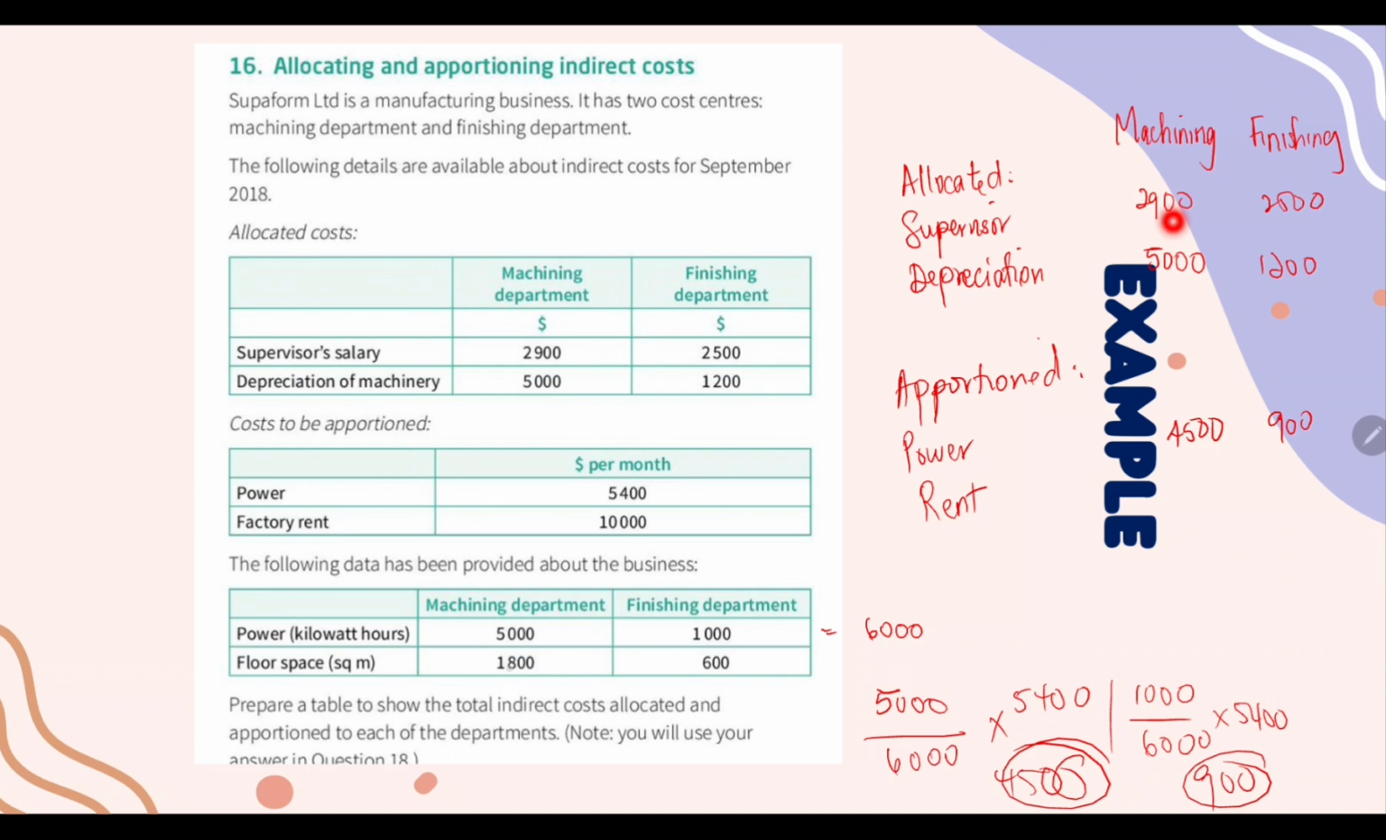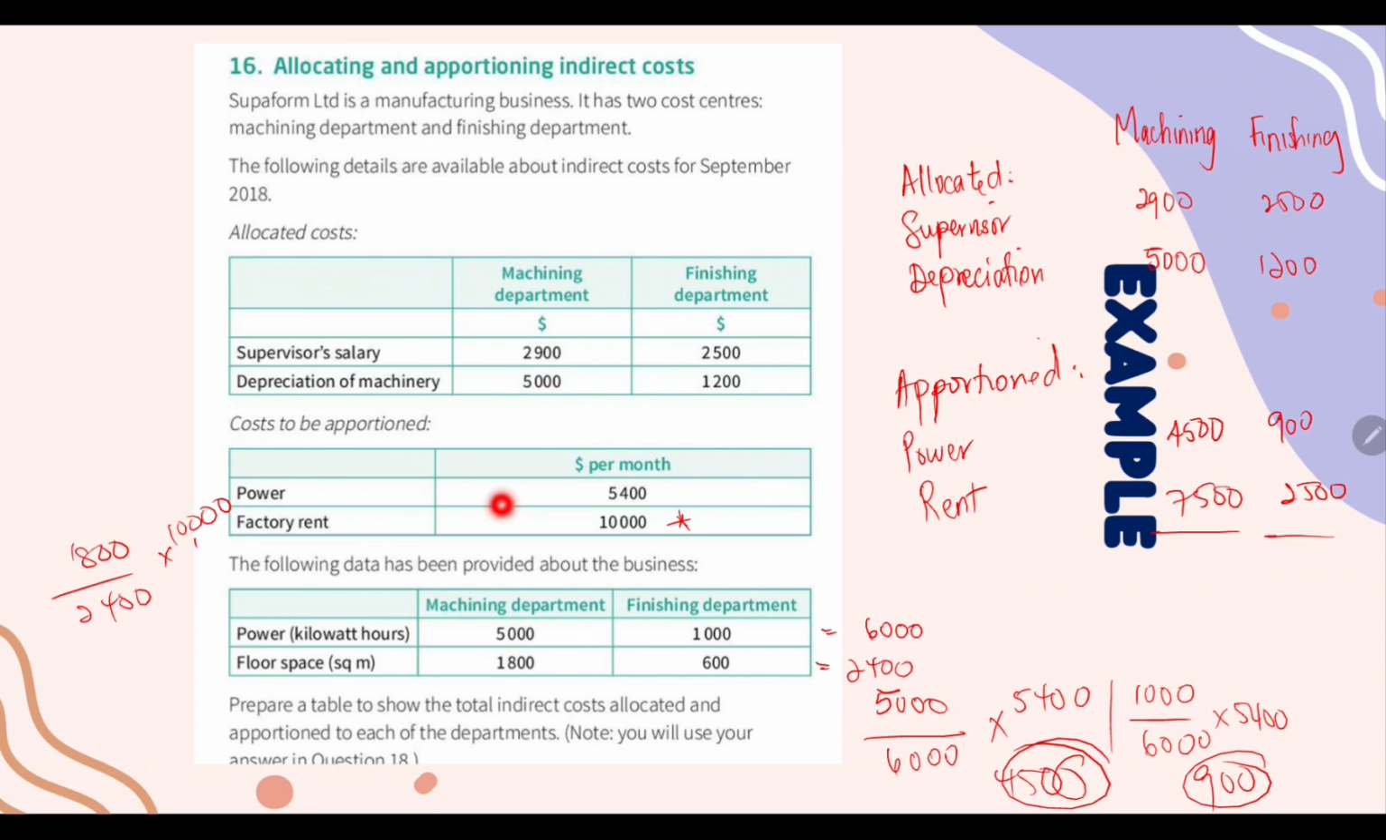Same thing over here for rent. 18 plus 6 gives you 24, so 2,400 in total. Machining was 1,800, so it's going to be 1,800 over 2,400 times 10,000. The 10,000 is from the question here. So 1,800 divided by 2,400 times 10,000 is going to be 7,500, and obviously this one is supposed to be 2,500, but you can always calculate it and see.